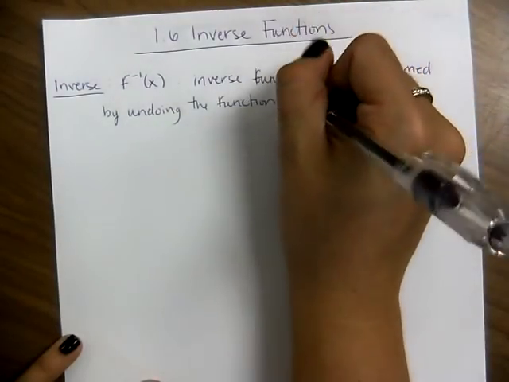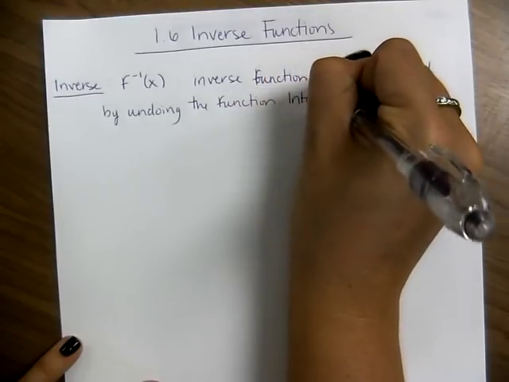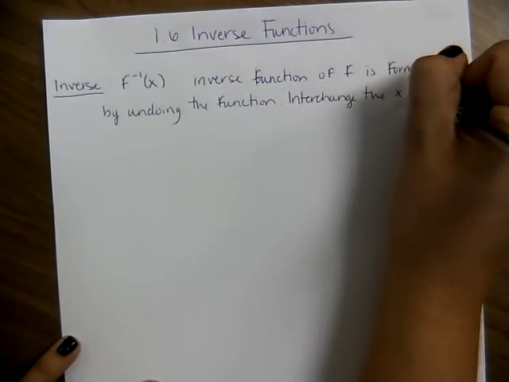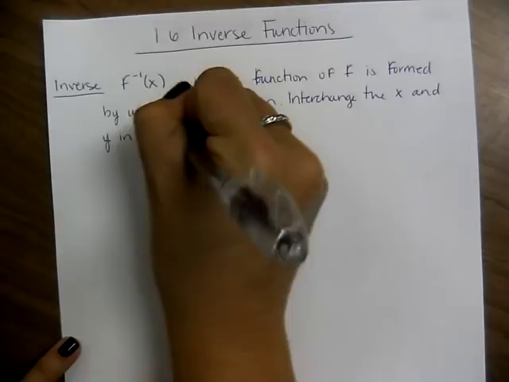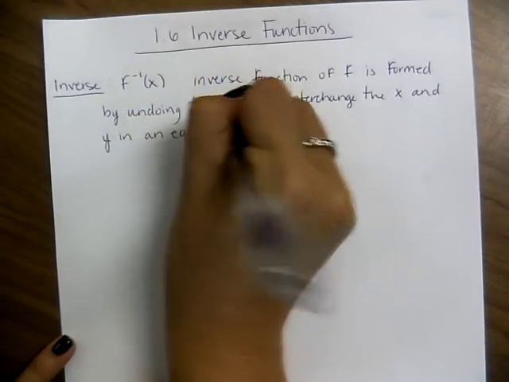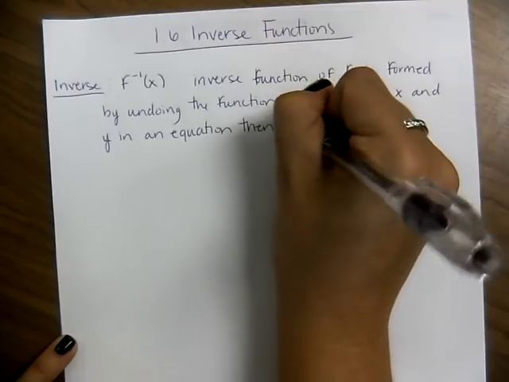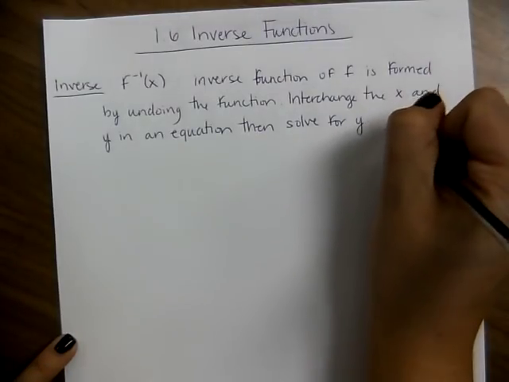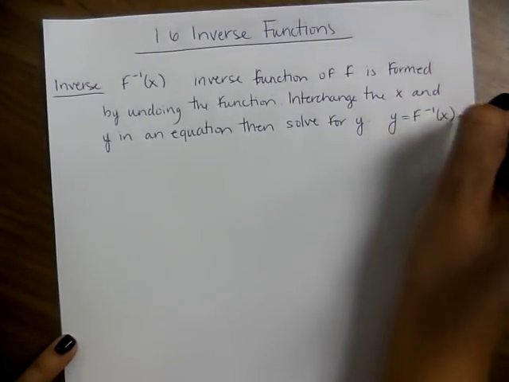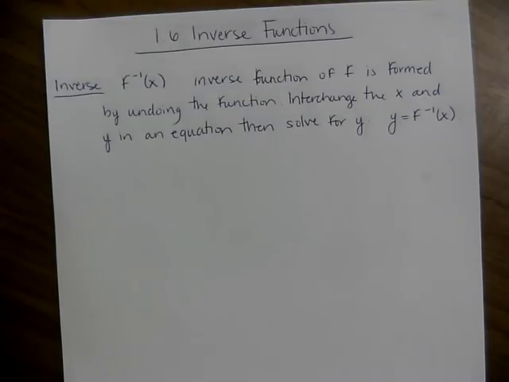In order to undo it, you have to interchange the x and y in an equation, then solve for y. So y then will become equal to the inverse of f of x. That's how you find the inverse. You have to interchange the x and the y, and then resolve the equation for y. But tons of cool stuff happen when you do that.